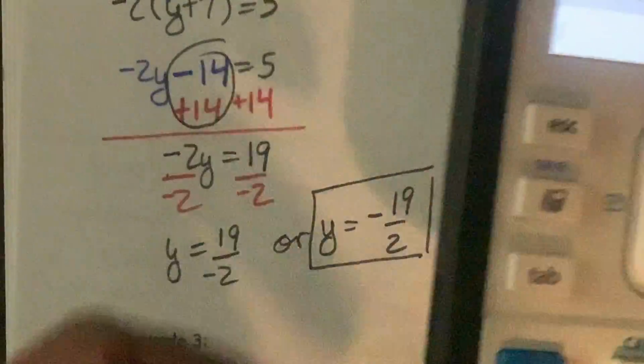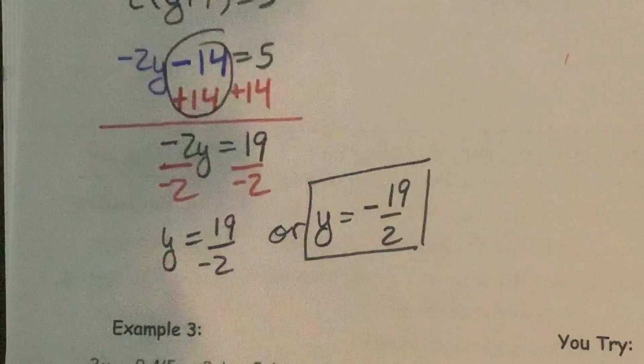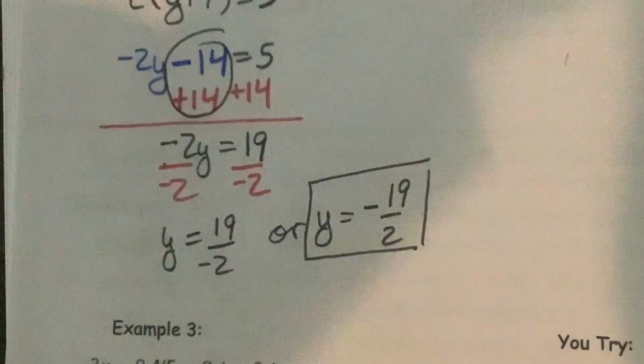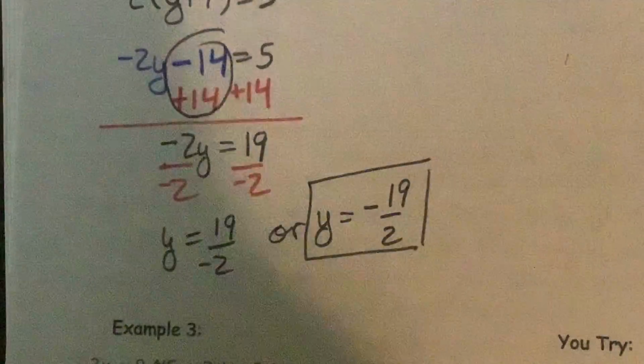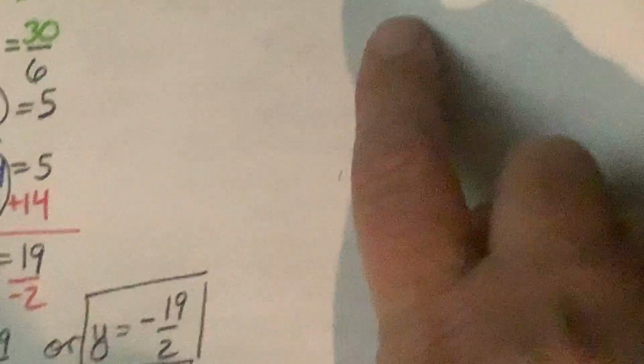And I'm going to put this in here because it's probably, you know what? Don't do that, Bono. I checked it. It works. It's negative 19 over 2. I promise. I'm not messing around with you or anything. I just want to get onto this problem. You try this problem.